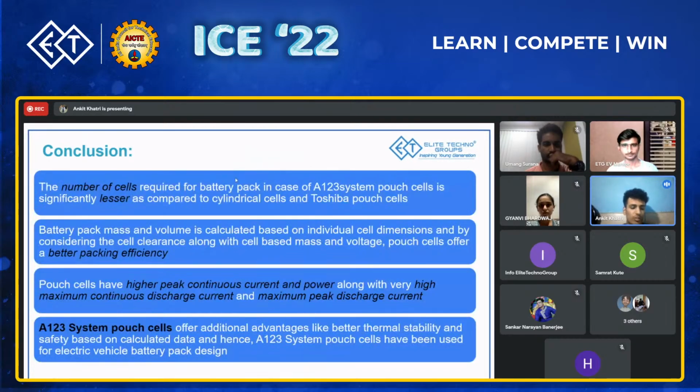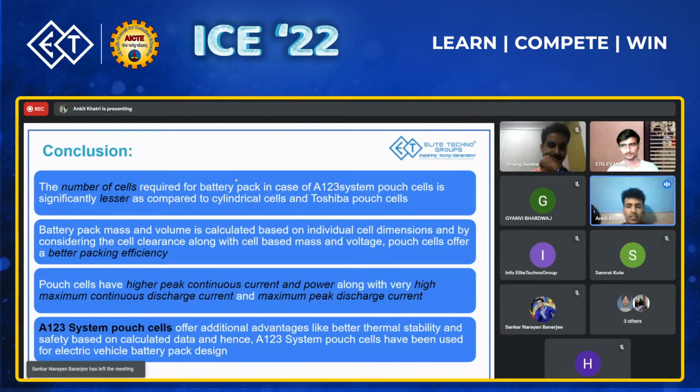So the conclusion of our project is that the number of cells required for the battery pack in the case of the A123 pouch cell is significantly less as compared to the cylindrical cell and the Toshiba pouch cell. Battery pack mass and volume are also low as compared to the other types, and they provide better packing efficiency. Pouch cells have a high continuous peak current and power delivery, and maximum discharge and maximum peak discharge current also. The A123 system pouch cell offers additional advantages like better thermal stability and safety. Based on the calculated data, the A123 system pouch cell has been used for the EV battery pack design.